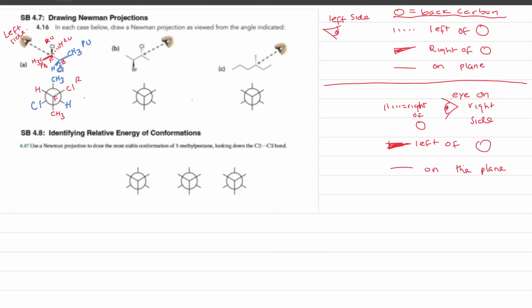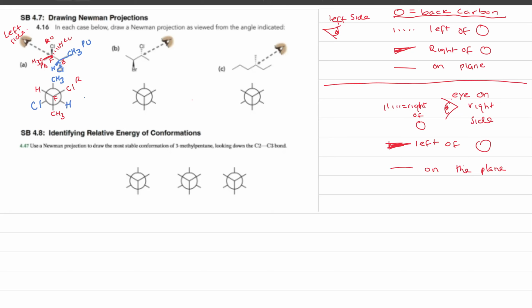Okay. Closeness. So for the next one, that's on the right. So on the right side of the circle, we're gonna have a chlorine, right? A CH3 on the straight line because it's on the plane. And then we're gonna have a hydrogen on the left. Is that right?